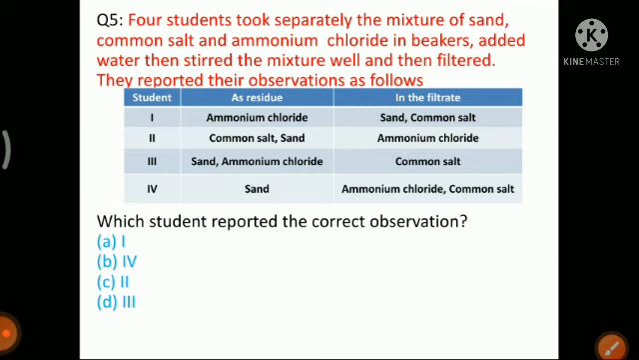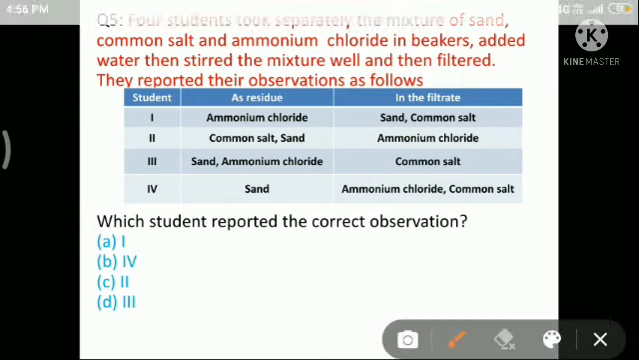Now this one is an interesting question. What is given? That 4 students have taken sand, common salt. What is common salt? That is the salt that we use in the kitchen. So they have taken sand, salt, and ammonium chloride in a beaker, and then they added water to it. They mixed it, and thought of filtering the whole mixture. Now the mixture has sand, salt, ammonium chloride, and also water, and they are thinking of filtering it.